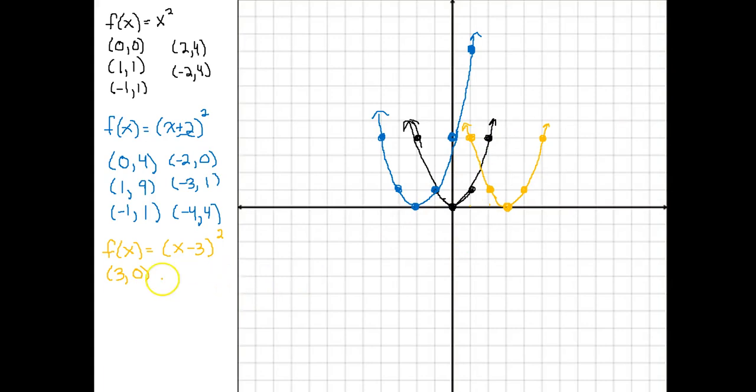So like you have 1. 1 minus 3 is -2. Squared is 4. You have 2. 2 minus 3 is -1. Squared is 1. We already have 3 comma 0. You have 4. 4 minus 3 is 1. Squared is 1. You have 5. 5 minus 3 is 2. Squared is 4. So notice subtracting 3 means all your x values went up 3 to get the same y value results. Okay.